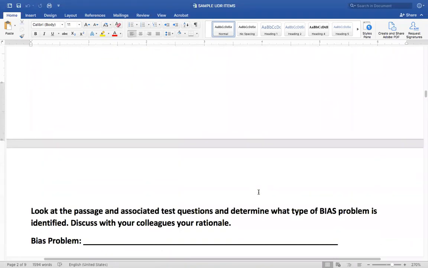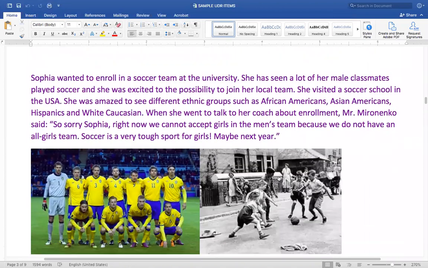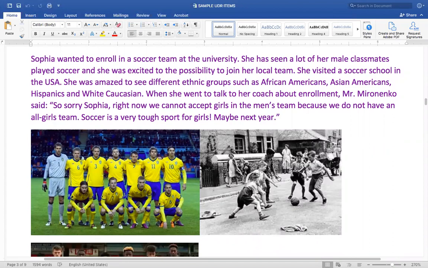Let's look at another example. Here we have: look at the passage and associated test questions and determine what type of bias problem is identified. Discuss your rationale with your colleagues. So let's see. Sophia wanted to enroll in a soccer team at the university. She has seen a lot of her male classmates play soccer, and she was excited about the possibility of joining her local team. She visited a soccer school in the USA. She was amazed to see different ethnic groups such as African Americans, Asian Americans, Hispanics, and white Caucasians. When she went to talk to her coach about enrollment, Mr. Mironenko said, "So sorry, Sophia, right now we cannot accept girls in the men's team because we don't have an all-girls team. Soccer is a very tough sport for girls, maybe next year," okay?